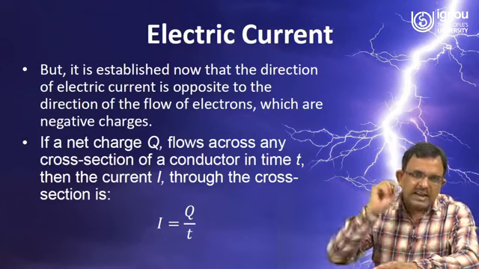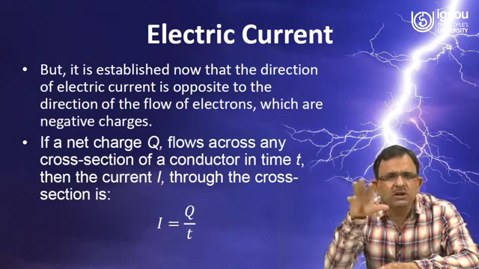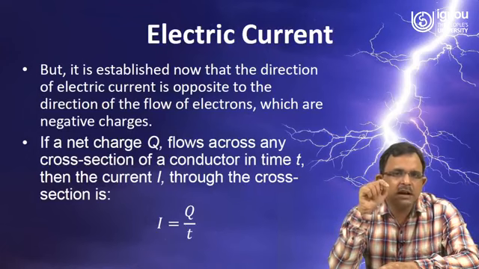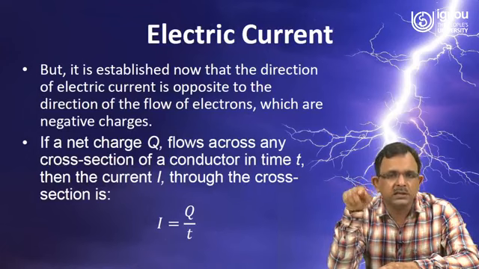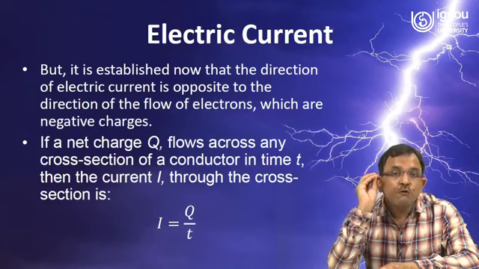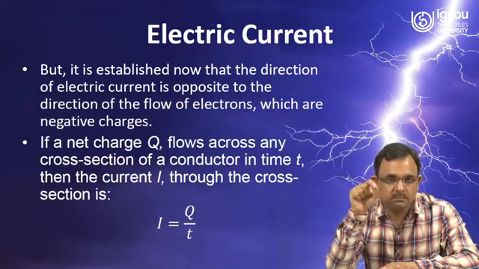So if the net charge Q, for example, flows across any cross section of any conductor in time t, then the current is defined as I equal to Q over t, meaning the charge flowing through a conductor per second.